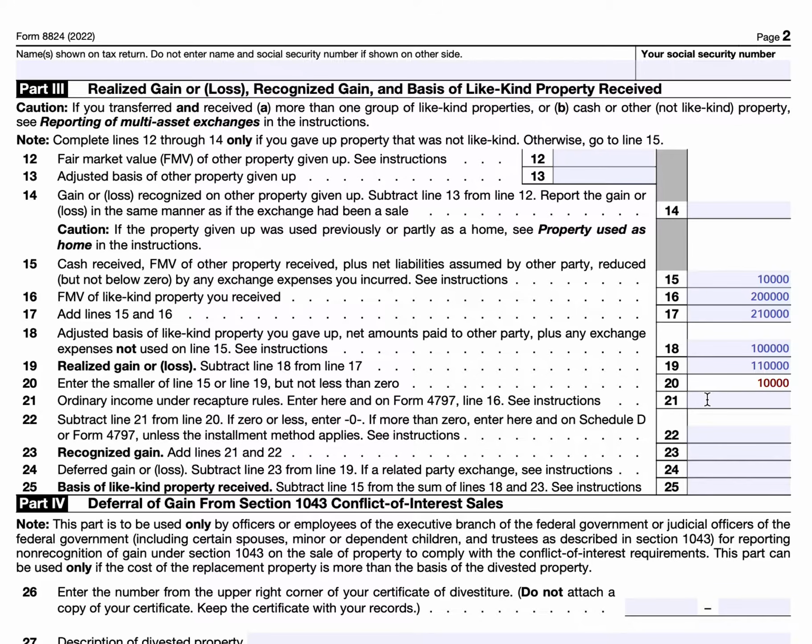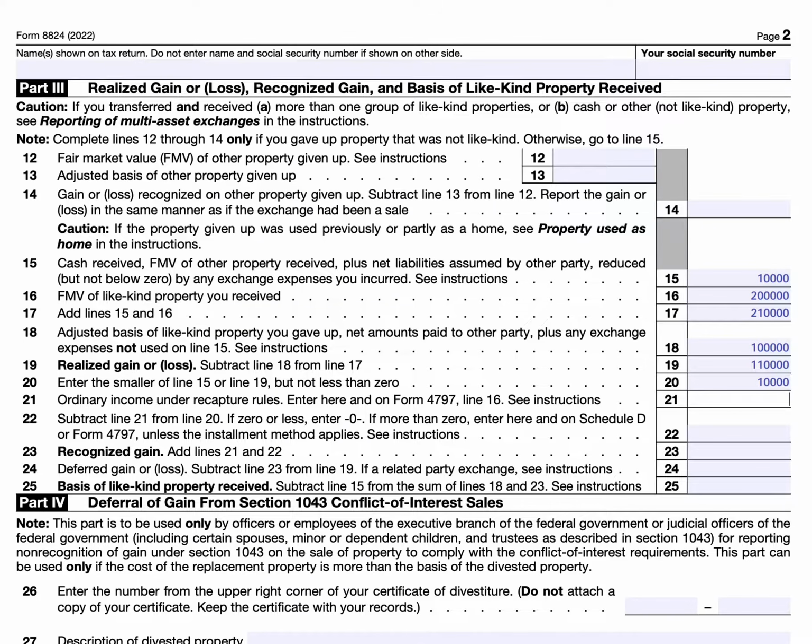Now, ordinary income under recapture rules. If we had to recapture any deferred income based on the sale of business property, we would enter that amount here. However, for this example, we're going to say that there was none. So basically, we're going to subtract line 21 from line 20, and that gives us a total of $10,000. Then we're going to add lines 21 and 22. This is our recognized gain.